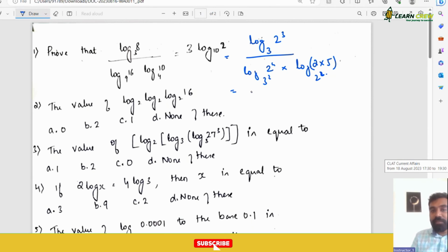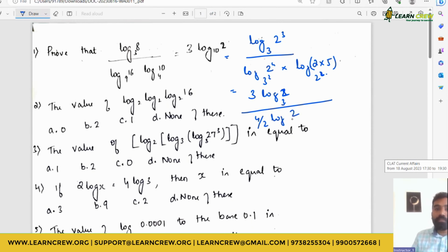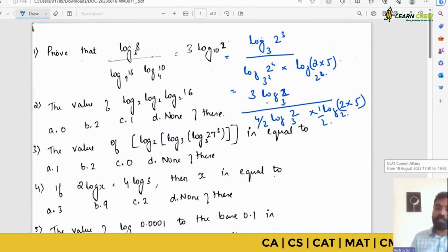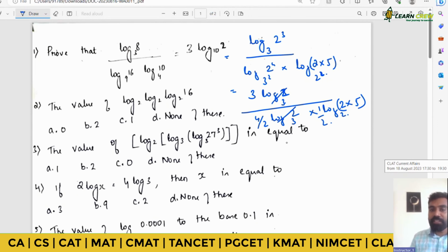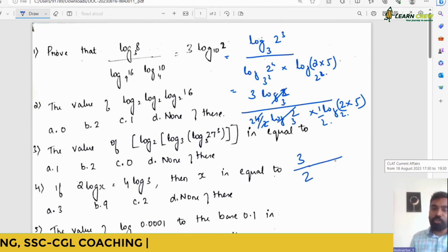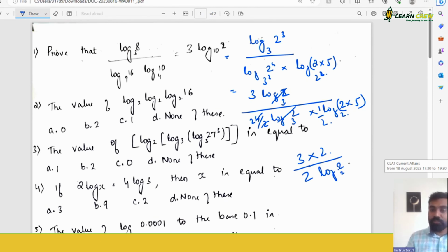See, this can be simplified as 3 log of 2 base 3 divided by 4 by 2 log of 2 base 3, into log of 2 square. It can be written as 1 by 2, and log 10 can be written as log 2 into 5 to the base 2, right? So this log 2 base 3 and this log 2 base 3 get cancelled. So this becomes 2 times. This becomes 3 upon 2, into this 2 goes up. This becomes log of 2 to the base 2 plus log of 5 to the base 2. This 2 gets cancelled. Log of 2 base 2.